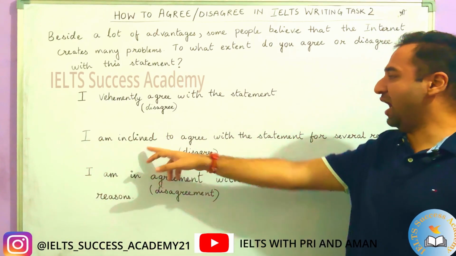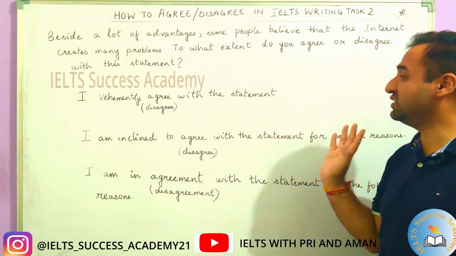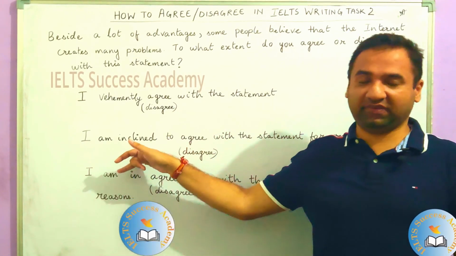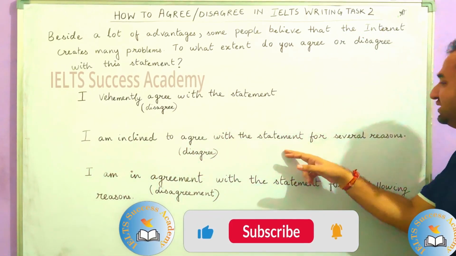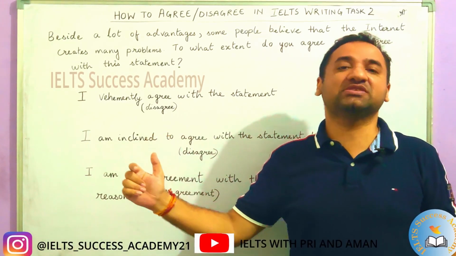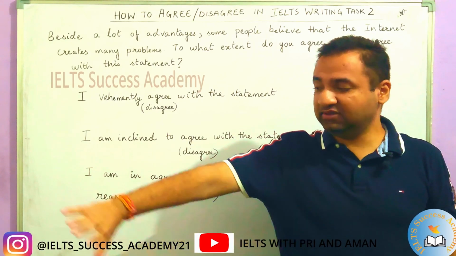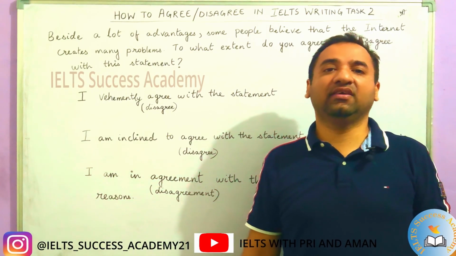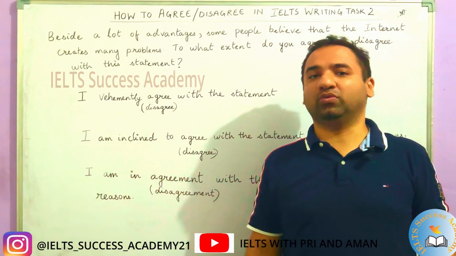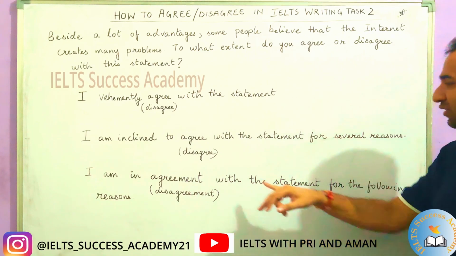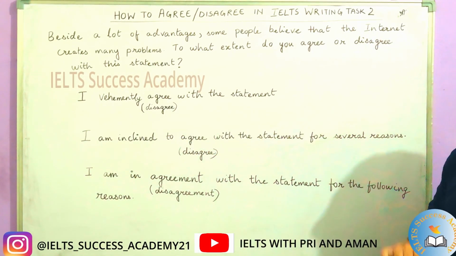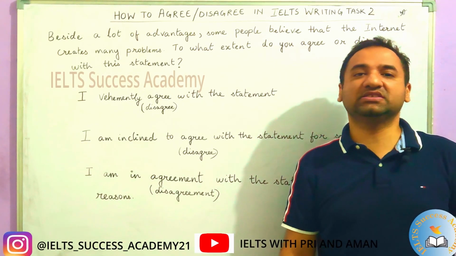Sixth is, I am inclined to agree with the statement for several reasons. Now, this statement is different from others because this statement is showing a pathway for which you will write reasons as well. It's showing a path to the reader that the writer will write reasons also. Okay. You can also say I am inclined to disagree with the statement for following reasons.